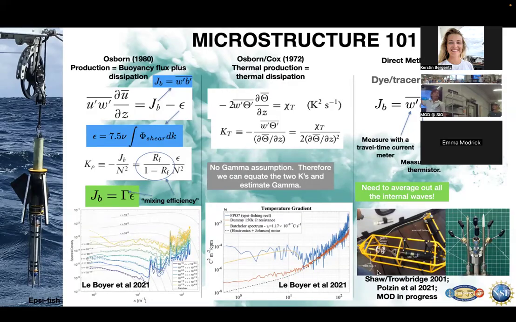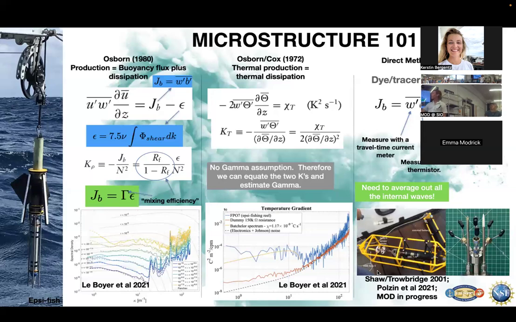And so again, we measure epsilon. We don't know anything about this, and what we want is this, right? There's one little magic trick that Osborne did in 1980. He said, what if these things are actually in proportion to each other? That's called the flux Richardson number, or sometimes you'll hear it called the mixing efficiency, slightly algebraically different. If we make that assumption, then if we measure epsilon, we can get this buoyancy flux just by this constant number.